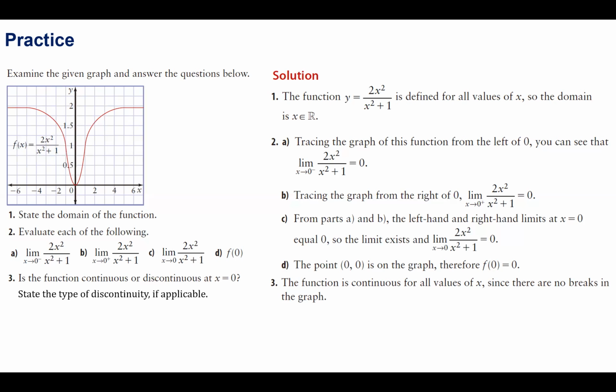Remember that we say the limit of this function exists if and only if the left limit and the right limit of this function exist at a certain point, right? And also, if all the limits exist, their values should also be the same. D, the point (0, 0) is on the graph, right? Therefore, f(0) equals 0. Okay, question 3, the function is continuous for all values of x, since there are no breaks in this graph. Understand? Okay, any questions here?